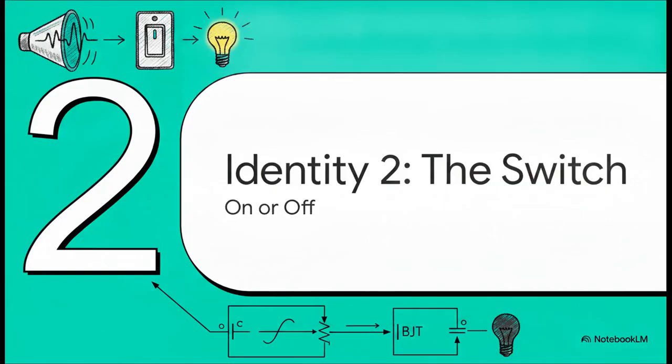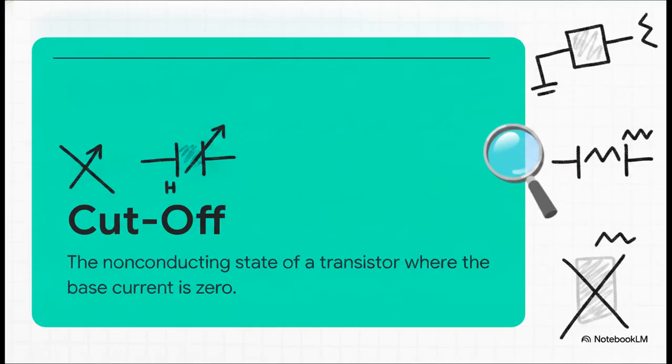Let's switch gears. Identity 2, on or off, the switch. So if the amplifier was like a smooth volume dial, the switch is, well, a rigid light switch. When we jump into digital circuits, the BJT completely abandons that linear active region. On one extreme, we have cutoff. Just picture a heavy locked door where absolutely no current can get through. Because the base current is sitting at 0, neither junction is forward biased. Aside from some microscopic leakage, the component is just entirely blocking electricity.